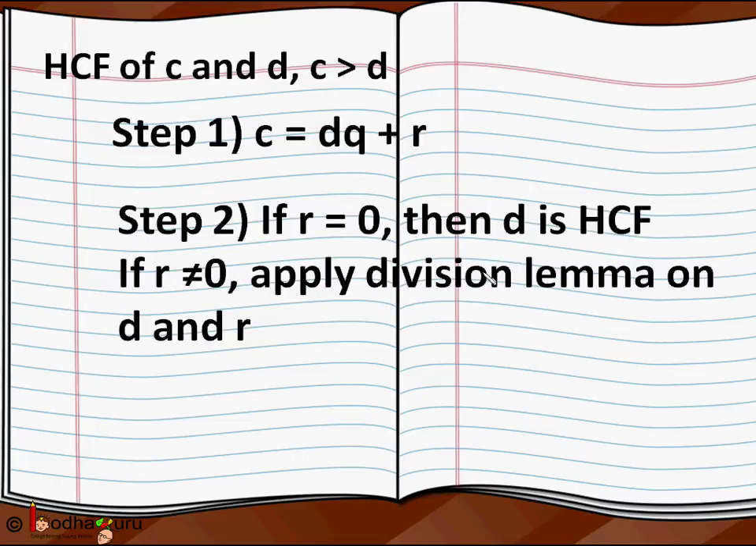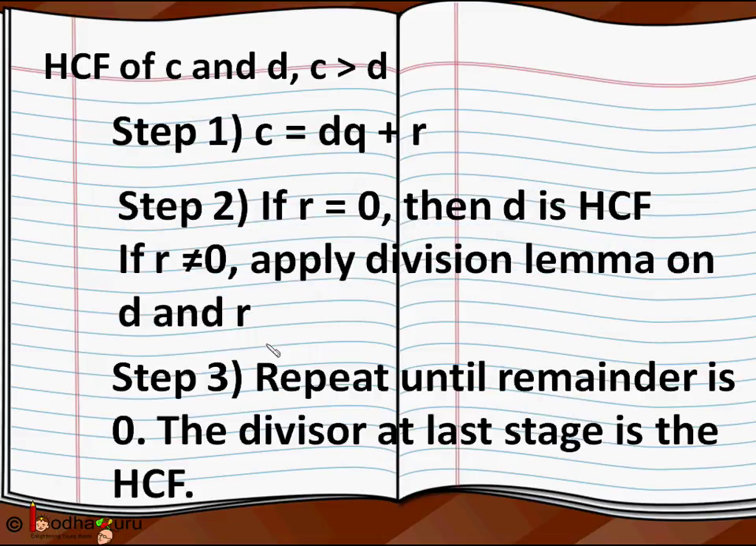But if R is not equal to 0, we apply the division lemma using D and R. In the first step we used C and D, C divided by D. Now we will do D divided by R. And we keep repeating this until the remainder is 0. And the divisor of the final step will be the required HCF.